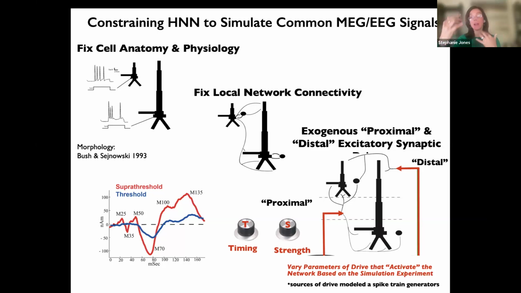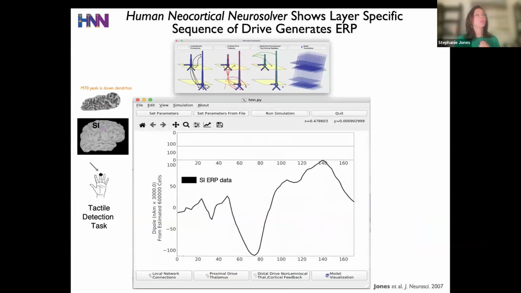And by playing around with the timing and the strength of these inputs, we were able to develop and test hypotheses on where these signals come from. So let me walk you through how we did this for the somatosensory evoked potential. The first thing we did is we load in our data, right? And you can do file, load data, and here's our very robust S1 evoked ERP.